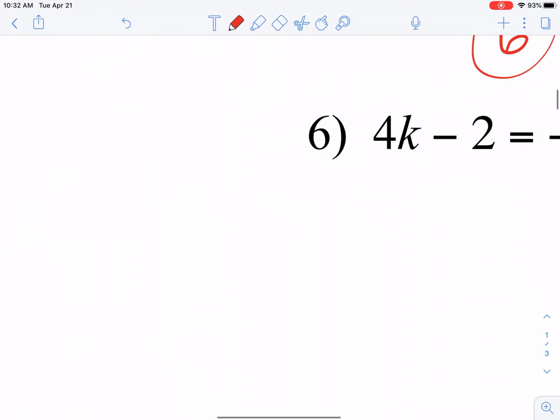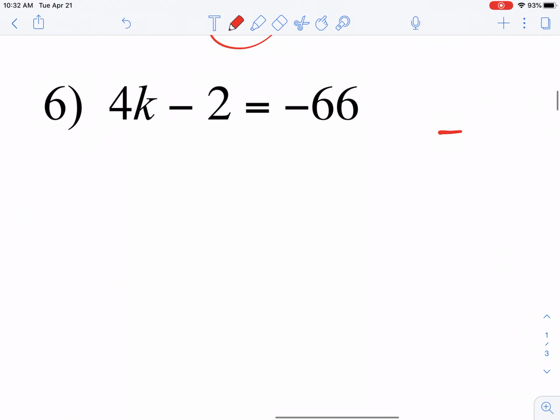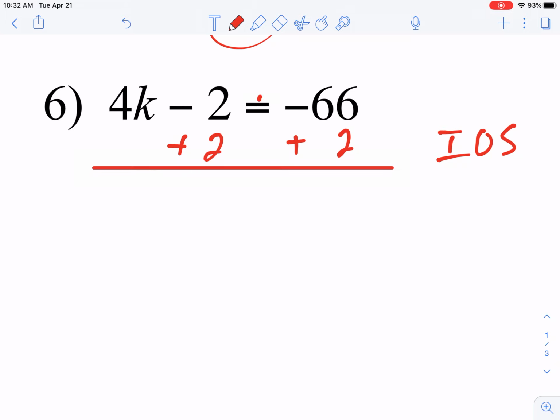Looking at number 6, we're going to start with the inverse of subtraction. We're going to add 2 to both sides. Again, you're more than welcome to use Desmos. 4k is going to drop down. These cancel out. The equal sign drops down. -66 plus 2. A negative plus a positive means that you're going to really subtract. So 66 minus 2 is 64. And then because 66 is bigger, we're going to keep the negative sign.